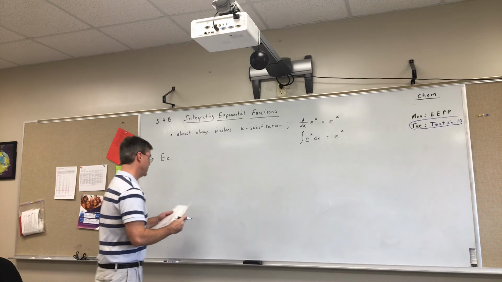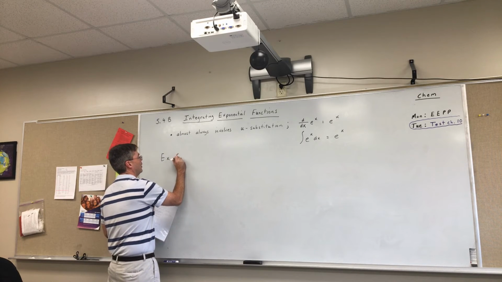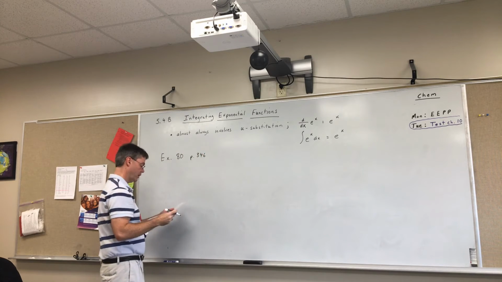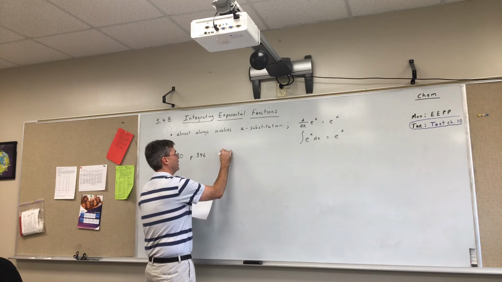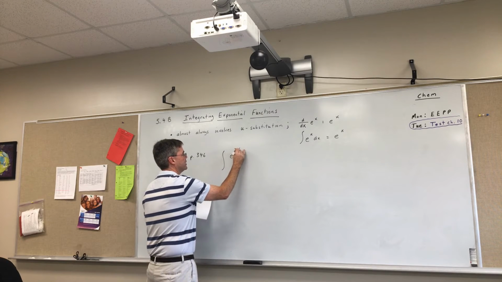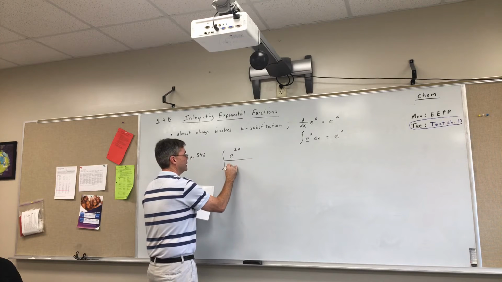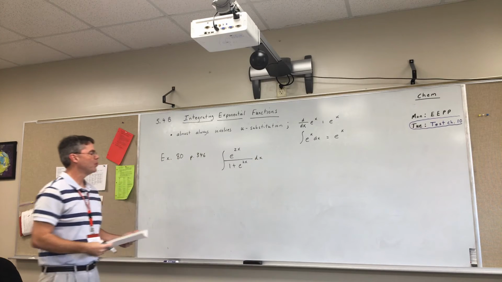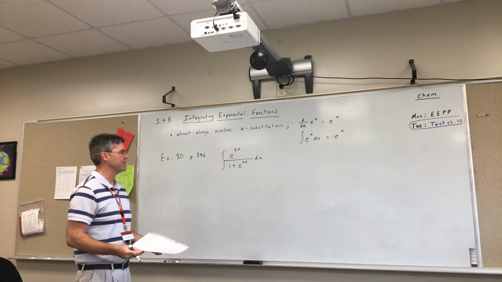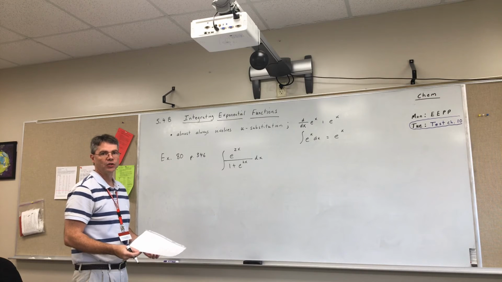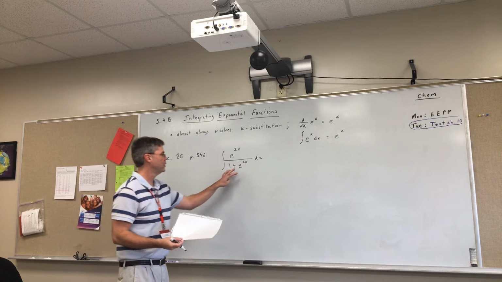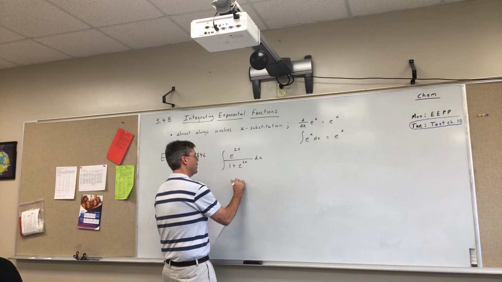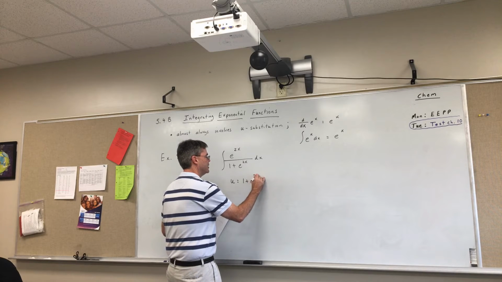The next example is number 80 on page 346. And for that one we have e to the 2x divided by 1 plus e to the 2x dx. Now remember, we don't want du to end up on bottom. So I'm going to pick for u the bottom of the fraction. Okay, so we'll let u be 1 plus e to the 2x.